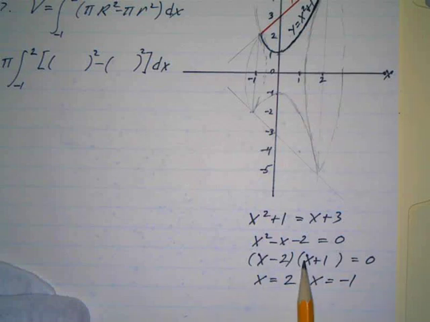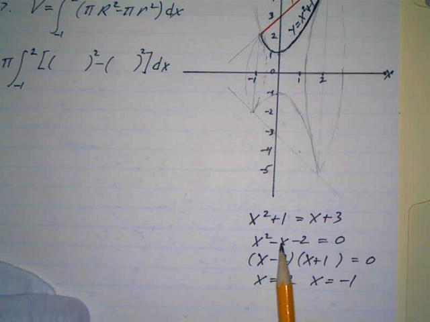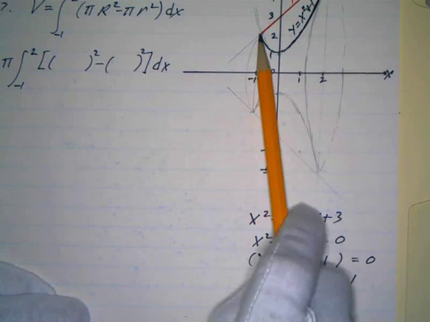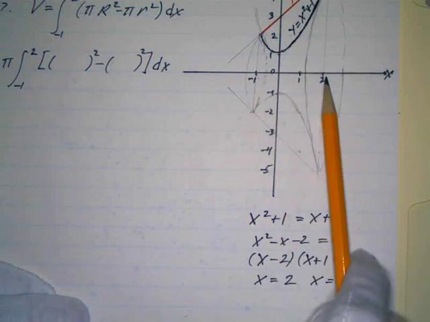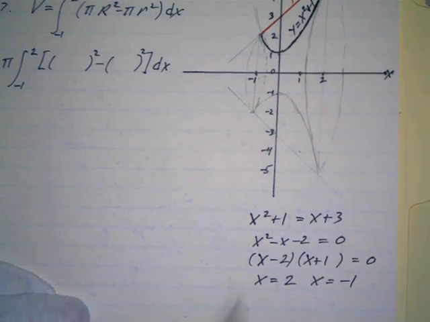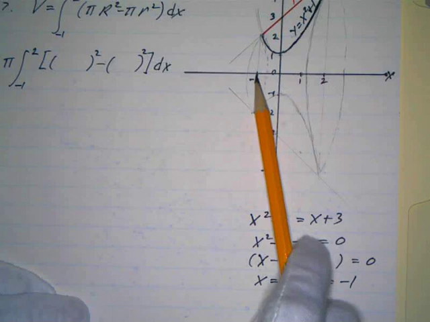x times x. The signs are different. The sign of the largest is negative, so I have negative positive multiplied to give 2, 2 and 1. There we go. So this implies that x equals 2 and x equals negative 1. That's where they intersect, at negative 1 and at 2. So that's what we're going to integrate from, negative 1 to 2.